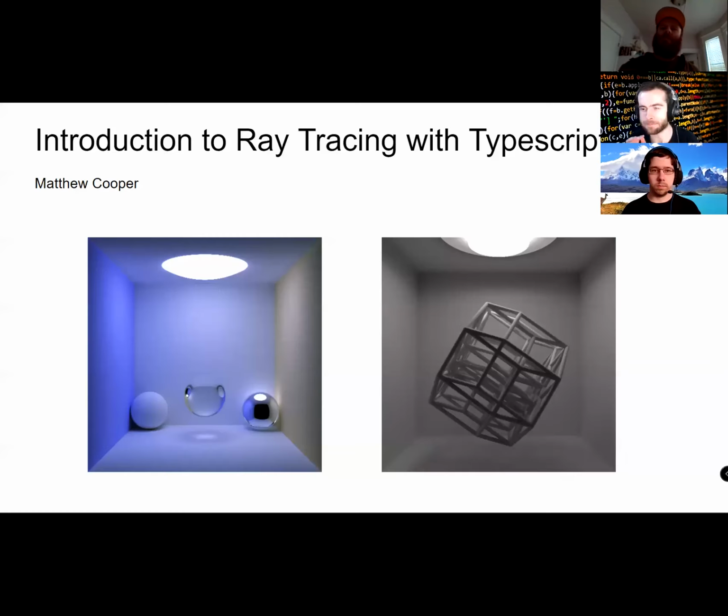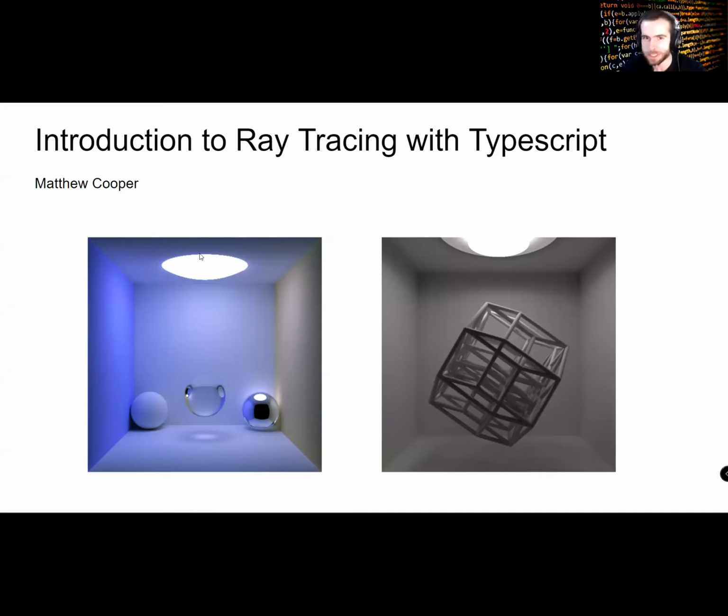So, yep, my name is Matthew Cooper. This is a little introduction to ray tracing with TypeScript. I'm going to be jumping between slides and code pretty regularly.